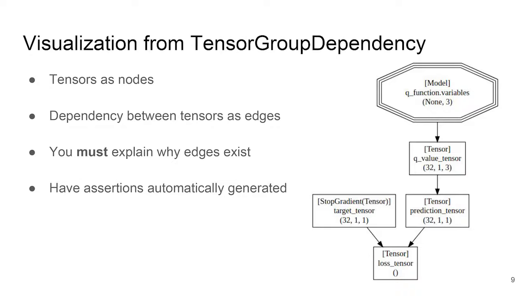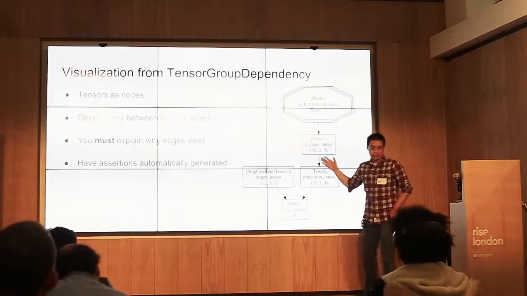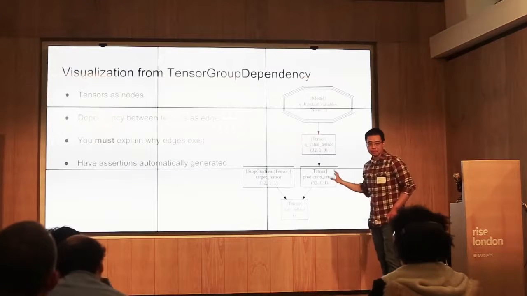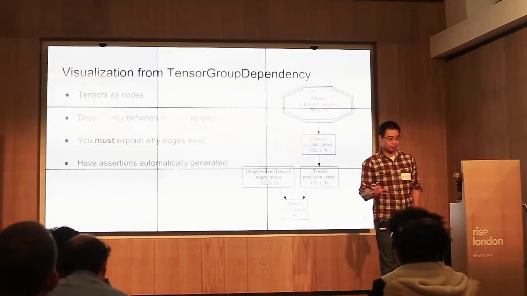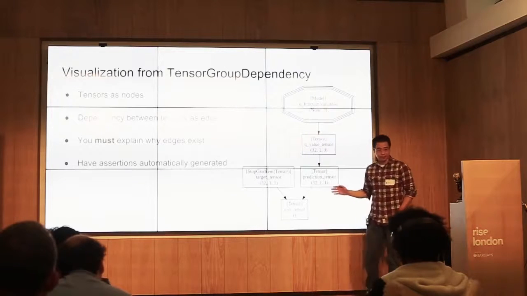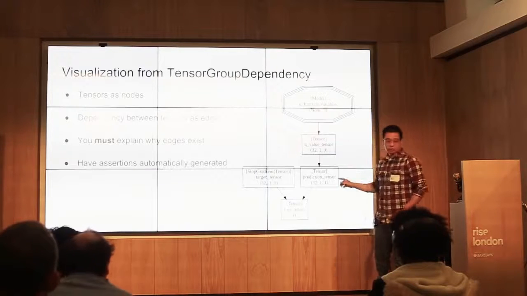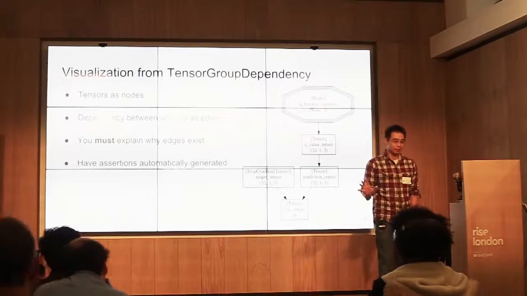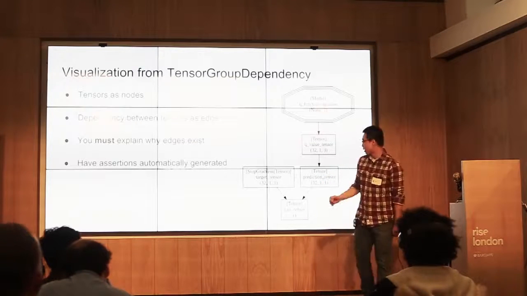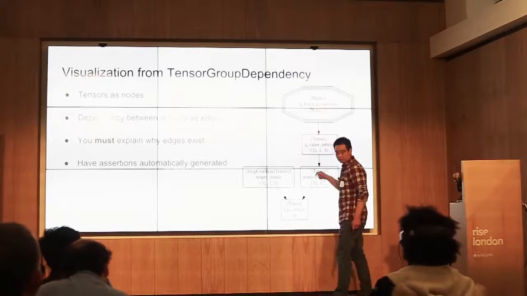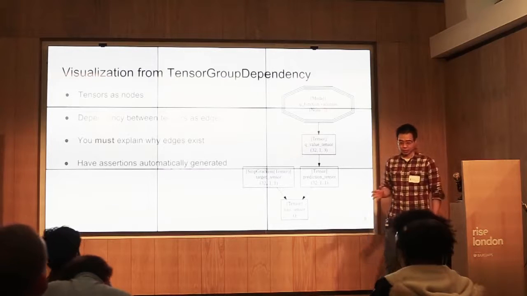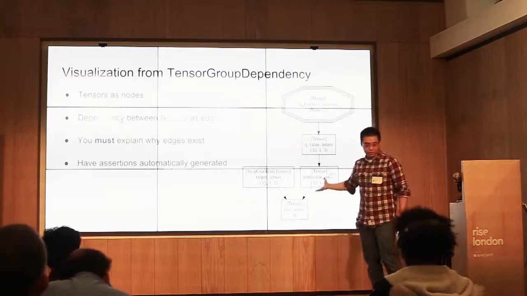Because an edge exists because you wired up the tensor graph like this. Does this wiring match what you think your algorithm should do? So you have to explain the existence of everything. Not being able to do so for an edge usually signifies a bug. And by using this visualization and asking yourself a bounded number of questions, you can quickly verify the graph structure.